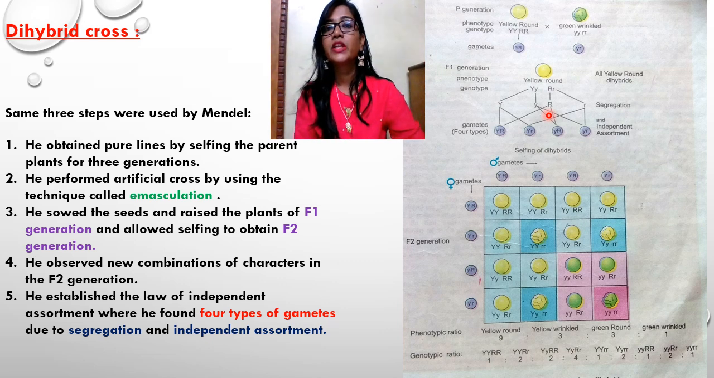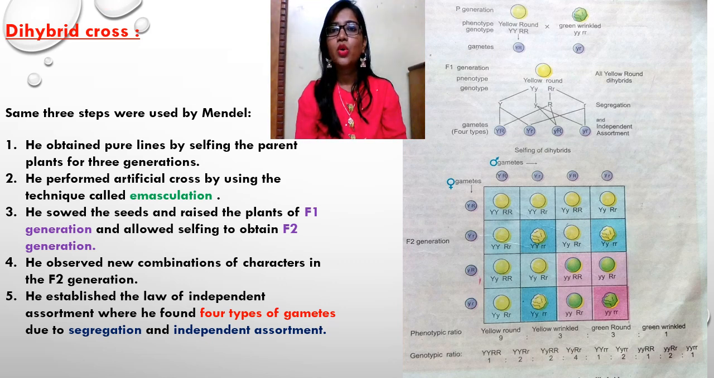If you observe the diagram, this is the parental generation. This is a yellow round seed. Observe the shape of the seed. He considered two characters at a time, since di means two. He considered the shape of the seed: this seed is round while the other seed is wrinkled. This seed is yellow in color while the other seed is green. So this is the parent generation.